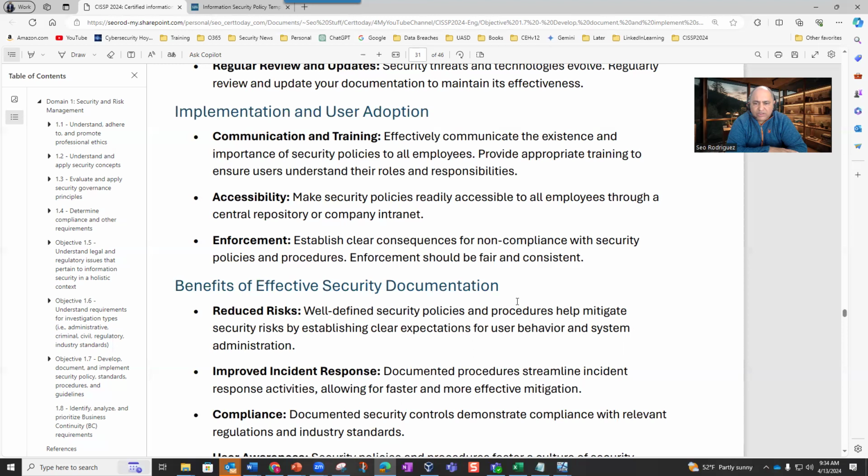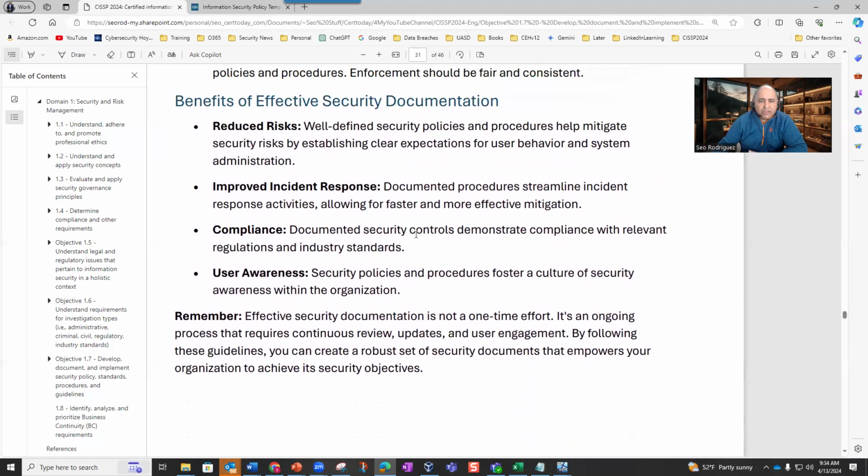Establish clear consequences for non-compliance with security policies and procedures. Enforcement should be fair and consistent. So you can have all the policies in the world, but if you don't do any enforcement, if people are supposed to take certain actions and they don't, and they repeatedly make the same mistake or take the same actions consciously, and they don't respect the policies of the company, if you don't enforce them, then you're just wasting time and space and money. So enforcement is extremely important.